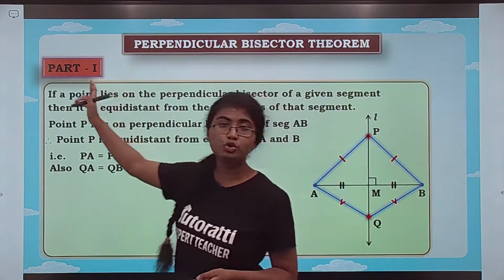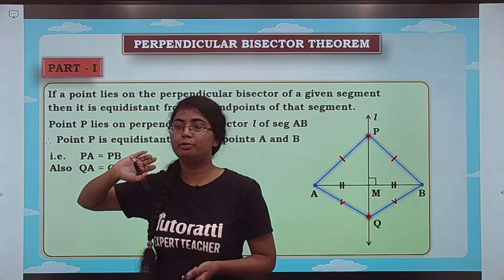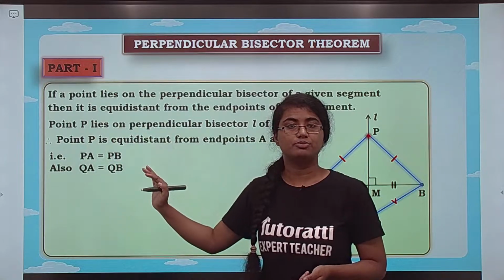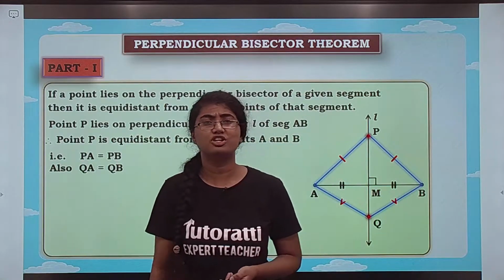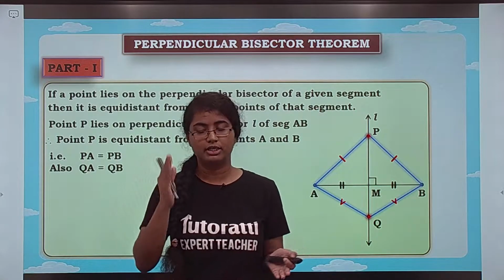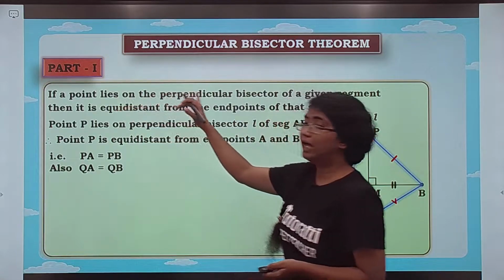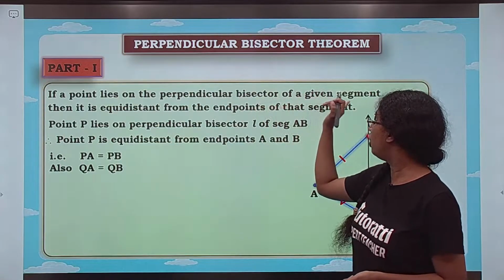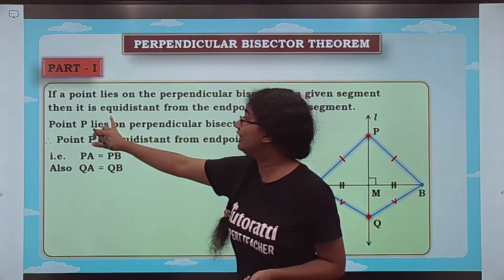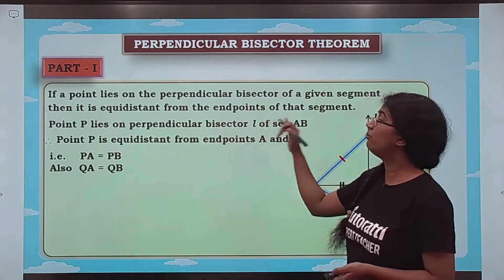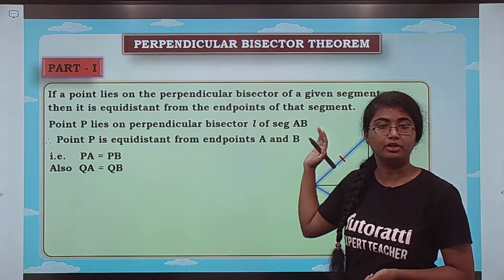It is divided in two parts. First, let's talk about the first part. What is so special about this perpendicular bisector? Let's see. If a point lies on the perpendicular bisector of a given segment, then it is equidistant from the end points of that segment.